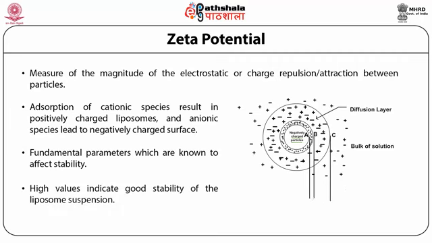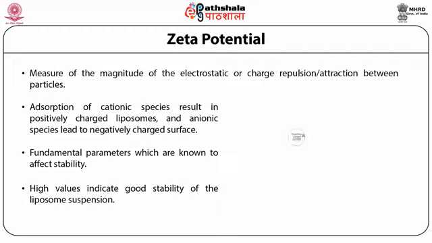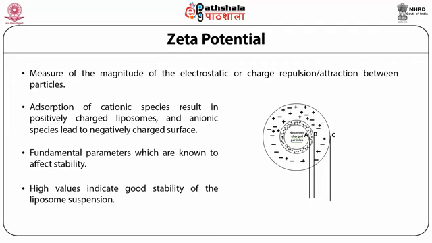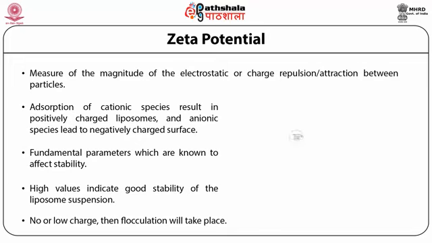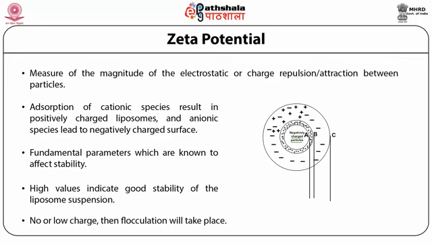High values indicate good stability of the liposome suspension, since all the liposomes having high negative or positive charge will tend to repel each other, and thus no aggregation will take place. Conversely, if there is no or low charge, then flocculation will take place. Zeta potential of liposomes is measured by using a laser which provides a light source illuminating the liposomes present within the sample cell.